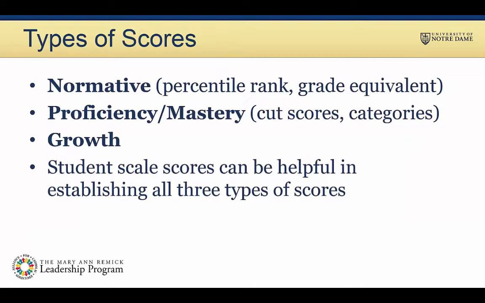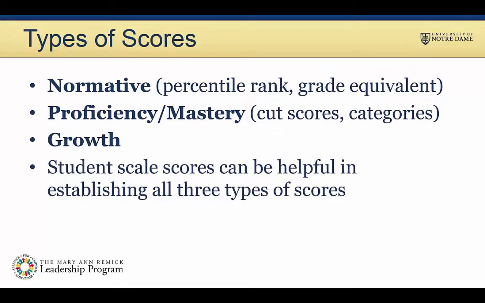Regardless of the kind of test that you're looking at, you'll probably see one or more of these types of scores articulated on the test or on the results of the test. And again, these are things that are probably quite familiar to all of you, but they do appear in the assignment, so we wanted to give them at least a little bit of treatment here. Normative scores are largely percentile rank. Grade equivalents can be used in this way, and they basically say where does a student or a group of students rank in comparison to other students or other groups.